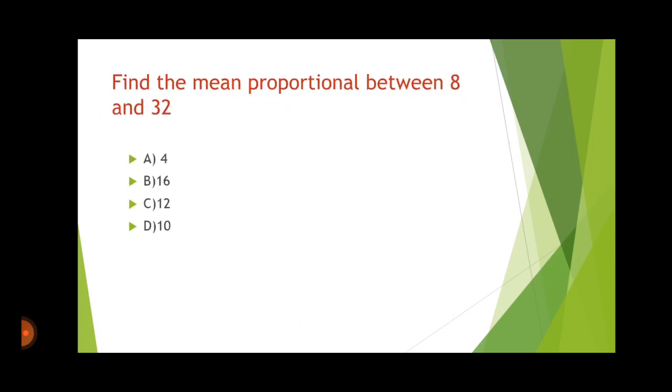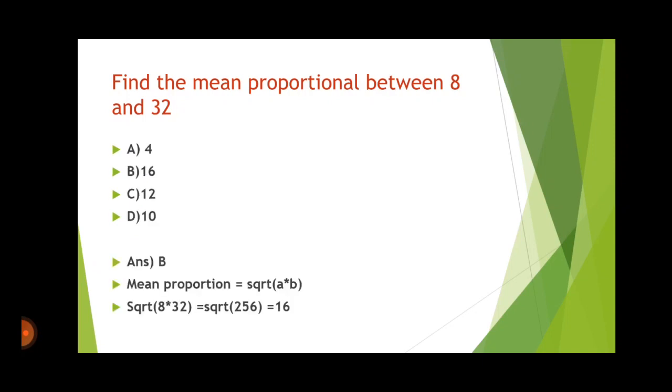Find the mean proportional between 8 and 32. 4 options are given as mean proportional. Let's go to the answer.